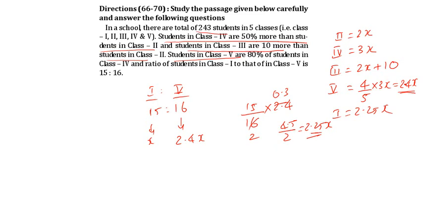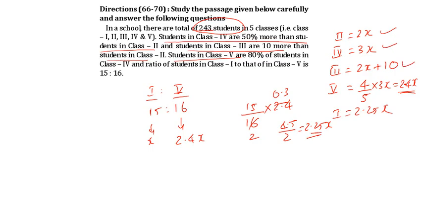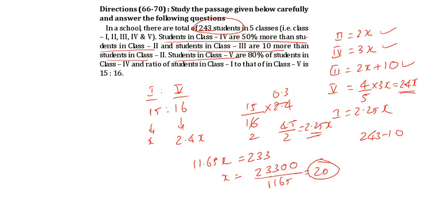All total students are 243. So if you add this total, 2x plus 3x plus 2x plus 10 plus 2.4x plus 2.25x. 2 plus 3, 5, 5 plus 2, 7, 7 plus 2.4, 9.4, 9.4 plus 2.25, that is 11.65x. Equal to, this plus 10 if you take to the other side, 243 minus 10, 233. So x is equal to 233.00 by 11.65, that is 20. So x value we are getting is 20.